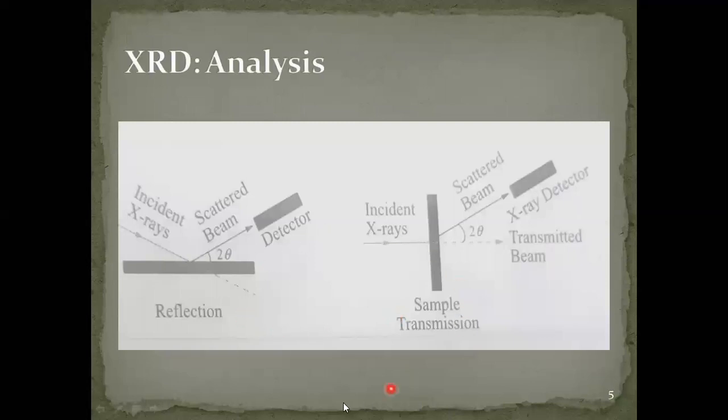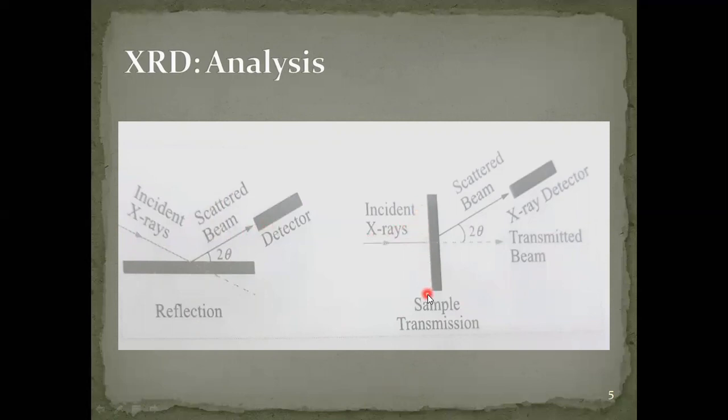Right, and this is very important. We'll discuss it while we are studying the analysis. Before that, see here, this is the incident X-ray. For instance, this is your sample. So incident X-rays come and hit the target, and are scattered. So the incident X-rays and the scattered beam go to the detector.